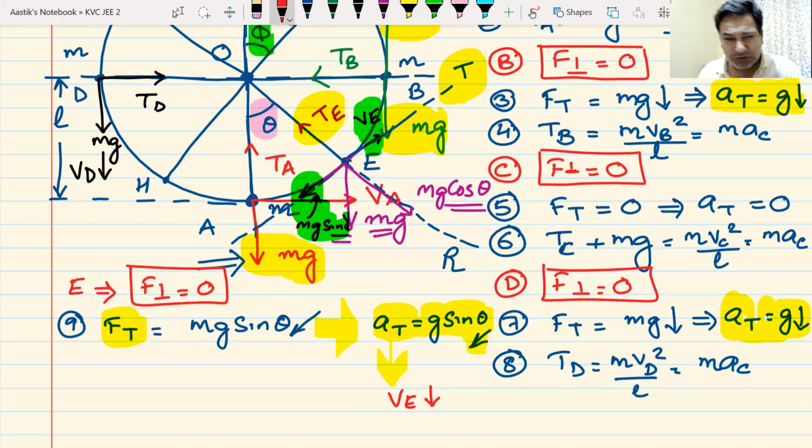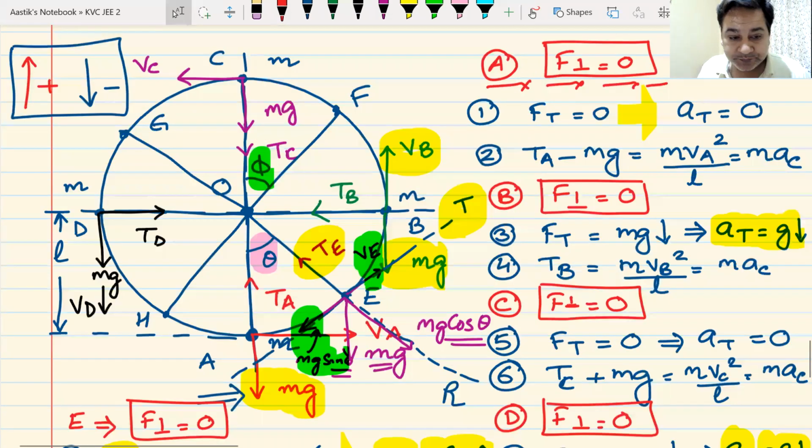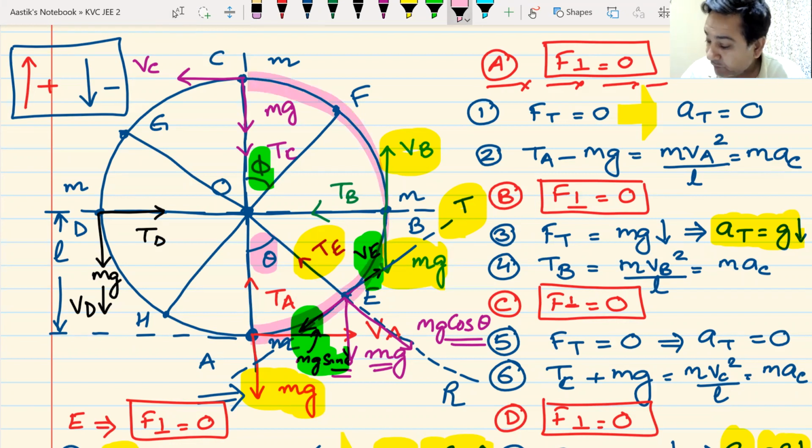In fact, if you look very closely, and again get back to the circle, in the region that I'm going to mark in pink, from A to C, in the region from A to C.